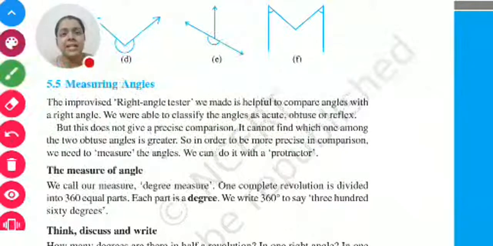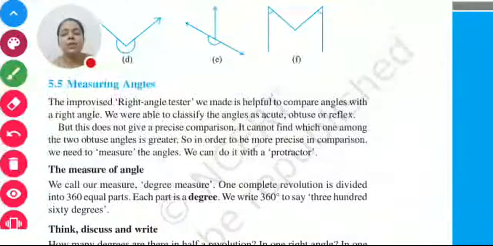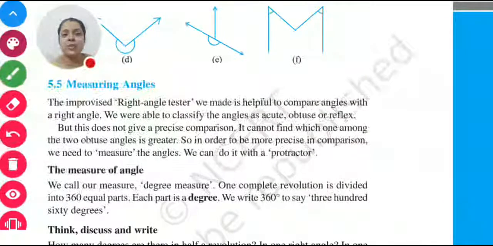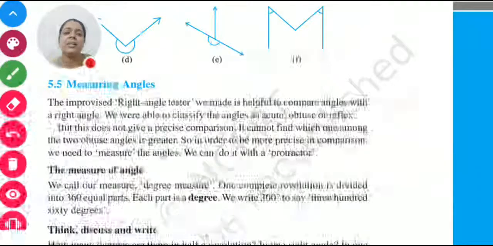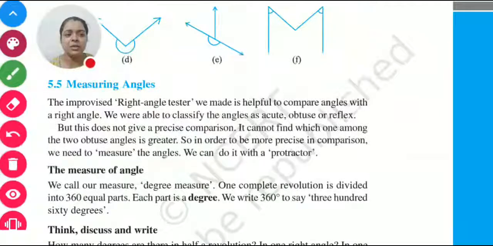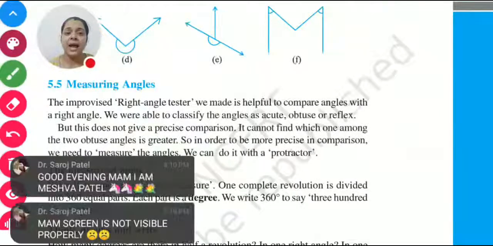Let me tell you what degree is. When you want to find the distance between two places, you use meter or kilometer. When you want to measure something, like milk, you can say 1 liter, 2 liters, and all that. The same way, when you want to measure an angle, here comes degree. Degree is the unit, you can say.